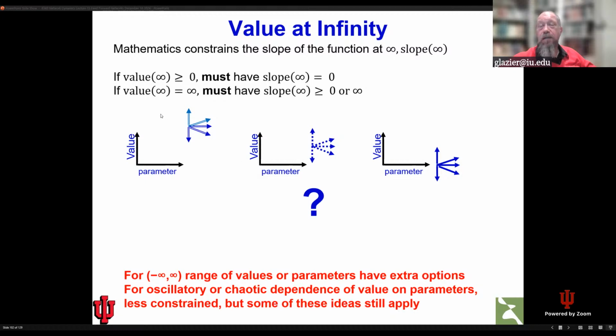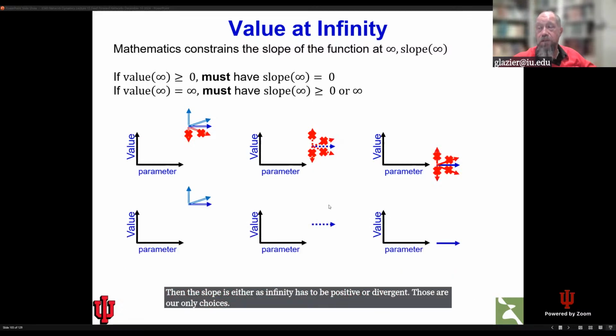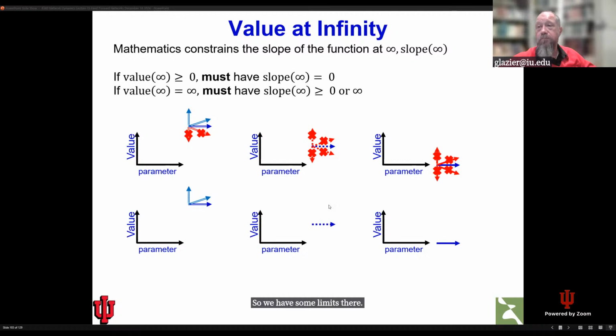And so if the value at infinity is positive, and we want the thing to be well behaved, then the slope at infinity has to be zero. We have to reach a steady state. If the value at infinity goes divergent, goes up continually, then the slope at infinity has to be positive or divergent. Those are our only choices. So we have some limits there. If the value at infinity is zero, then the only possibility is the slope of zero at infinity. And so we can rule out a lot of possibilities.